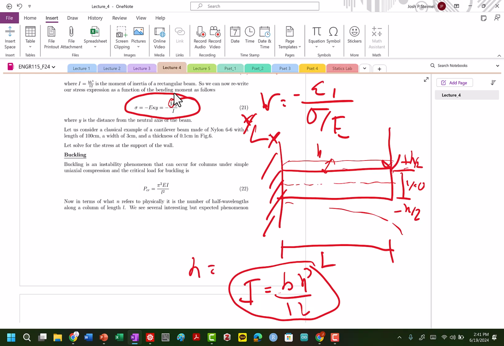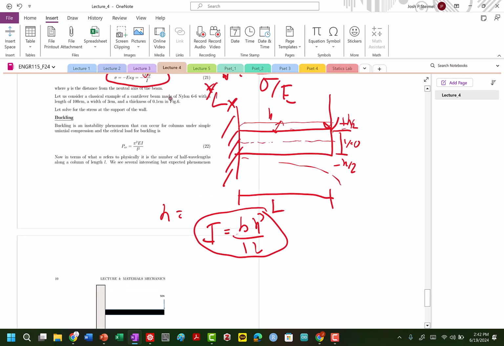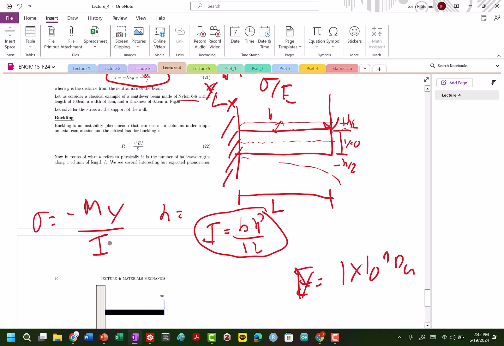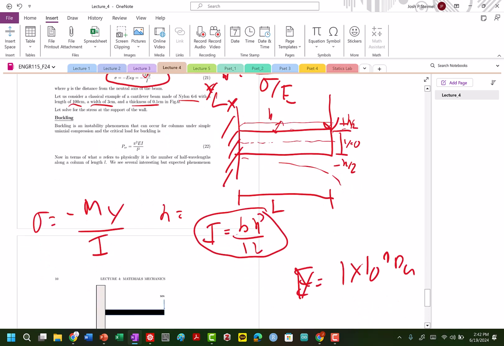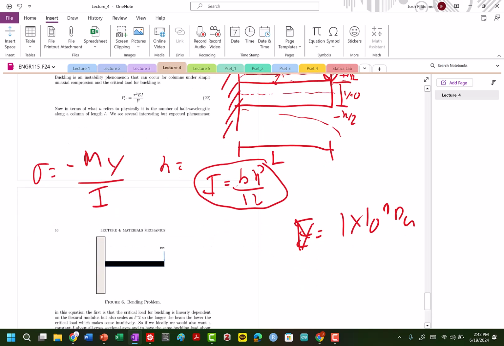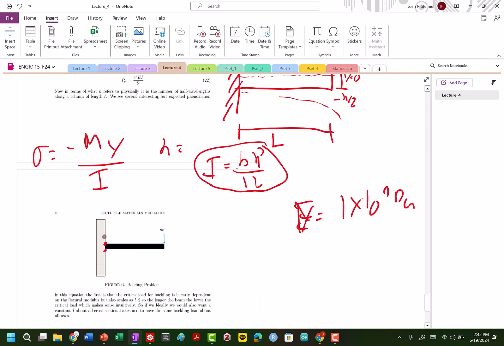So let's go ahead and do an example right now. We are going to work with a beam that's made of nylon 6/6, so it's a polymer. Our Young's modulus, our E, is equal to basically 1 times 10 to the 9th Pascal. But interestingly, in our equation, stress is equal to minus My over I, so really, it's independent of our material properties here. We're also given the length, the width, and the thickness. We have our I, and we can calculate y in different scenarios. And we want to calculate the stress at the support at the wall, at the top of the beam and at the bottom of the beam.